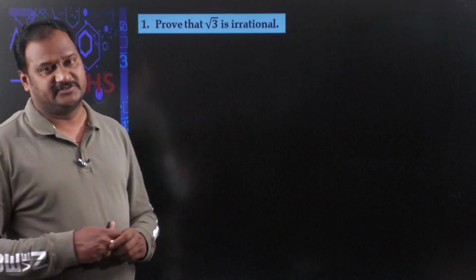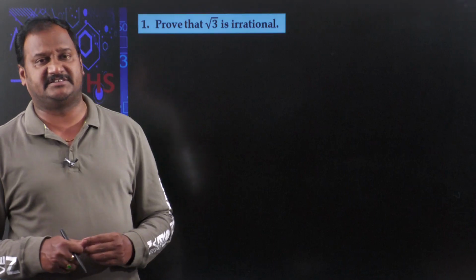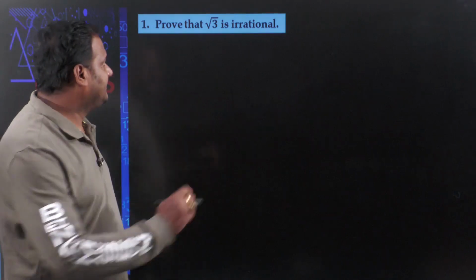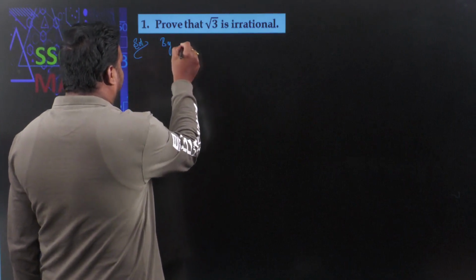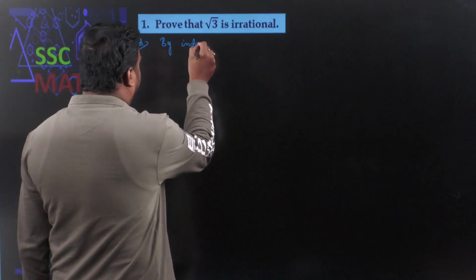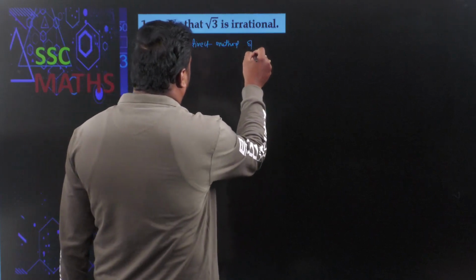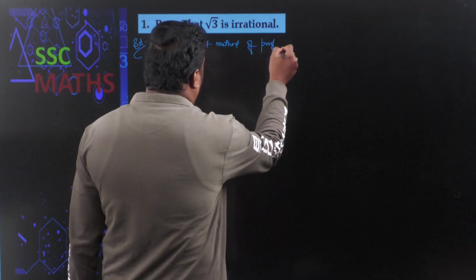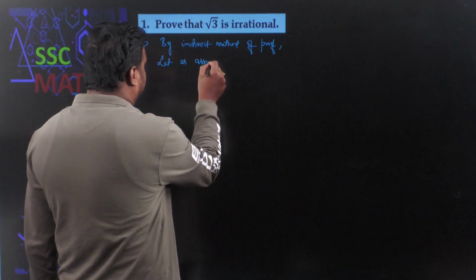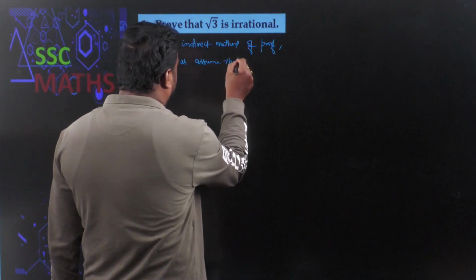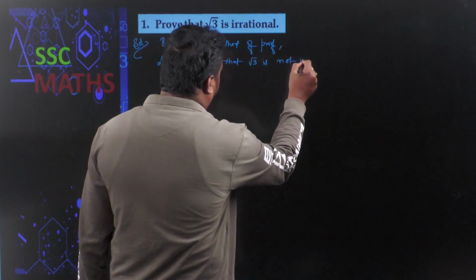So I will explain by this problem what is indirect method of proof and how you prove this kind of statements by using indirect method of proof. Okay, so coming to the statement here, by indirect method of proof, let us assume that root 3 is not irrational.